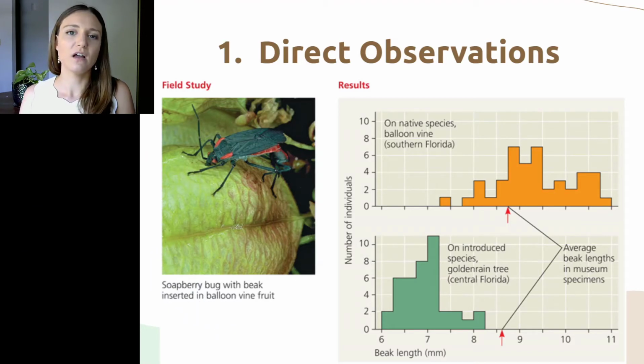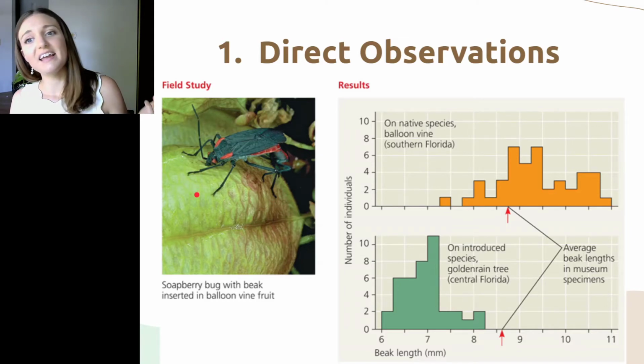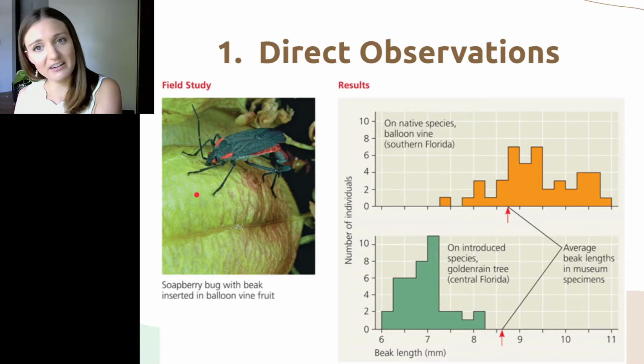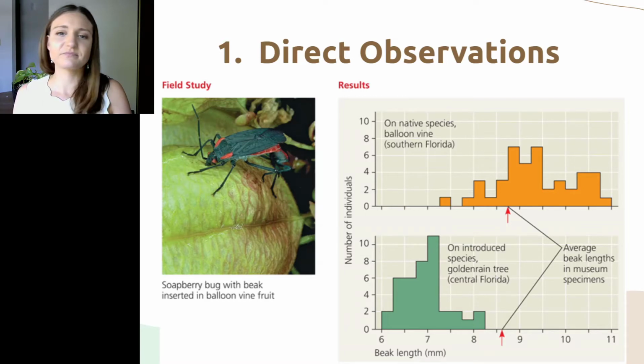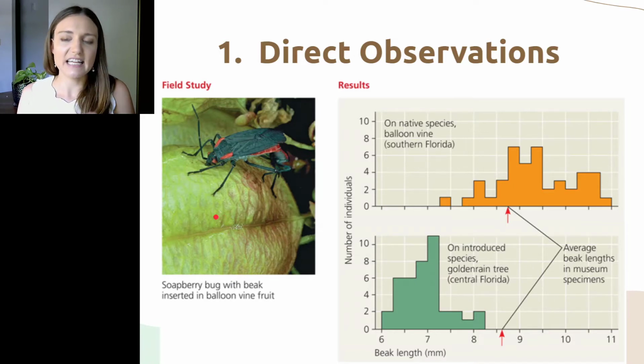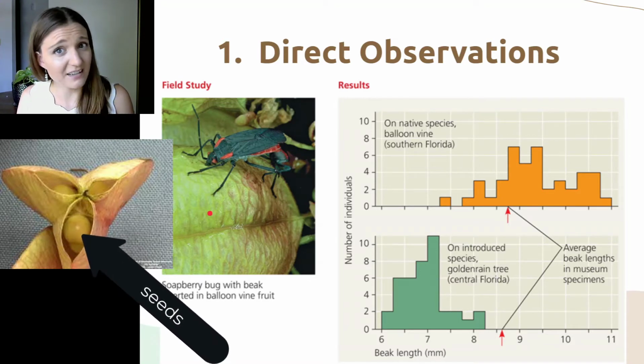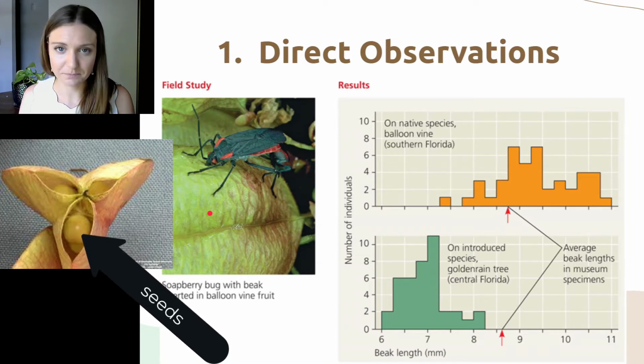Okay. So in one region of Florida, this native balloon vine still exists. The soapberry bug eats off of that native balloon vine. In another area of Florida, in central Florida, this native balloon vine is not very common anymore. Instead, a different species called the golden rain tree has been introduced. The soapberry bug can feed on that golden rain tree though, okay?